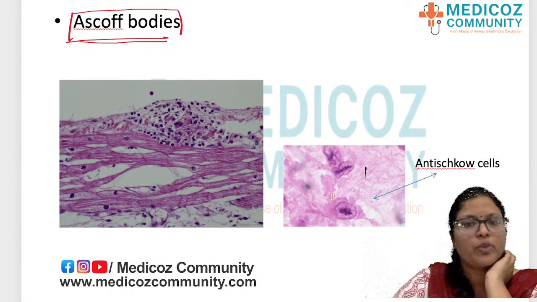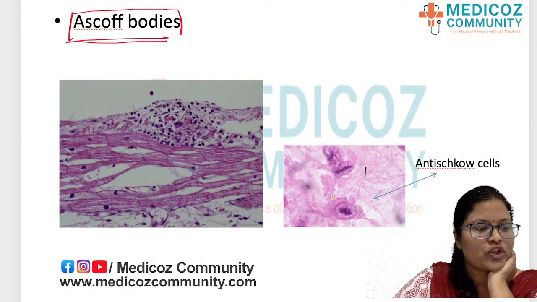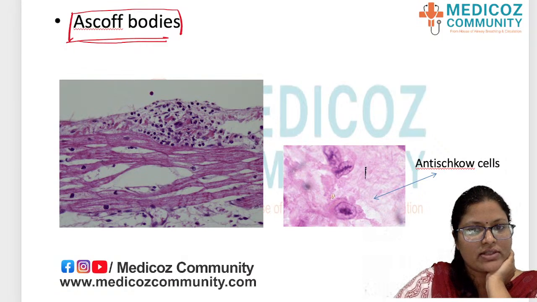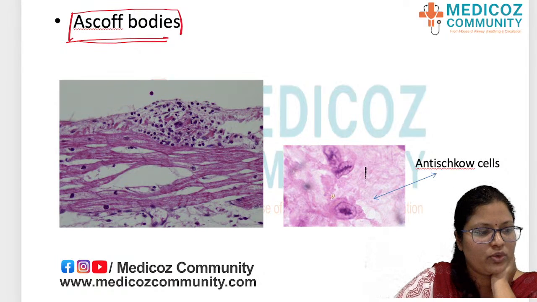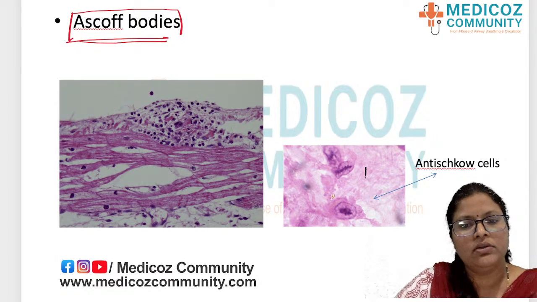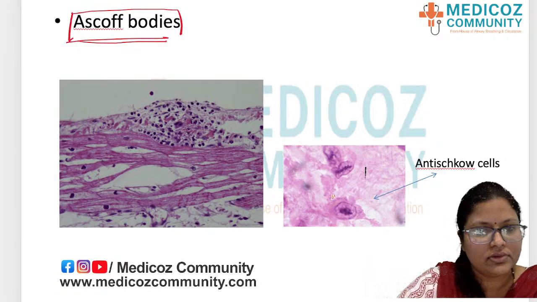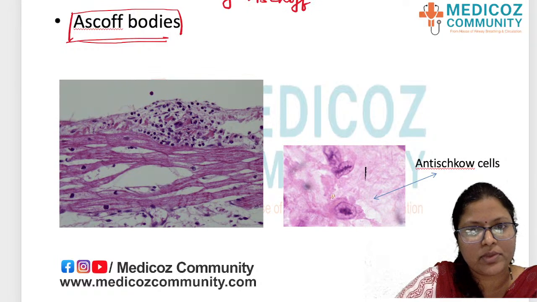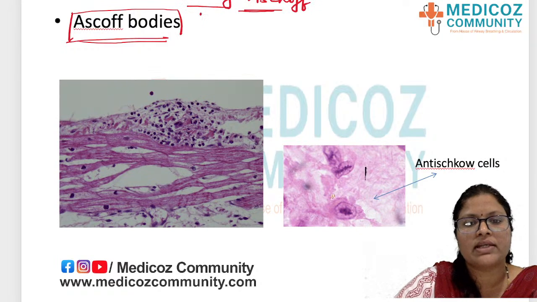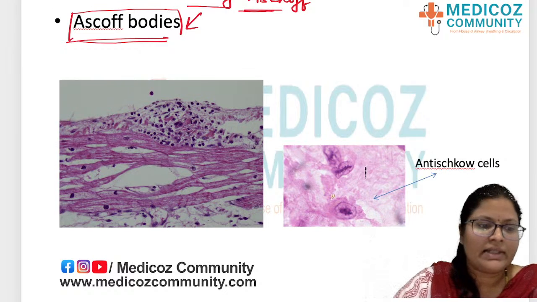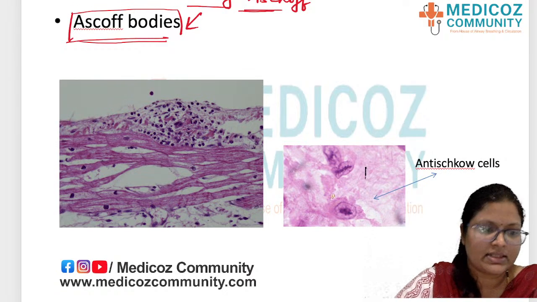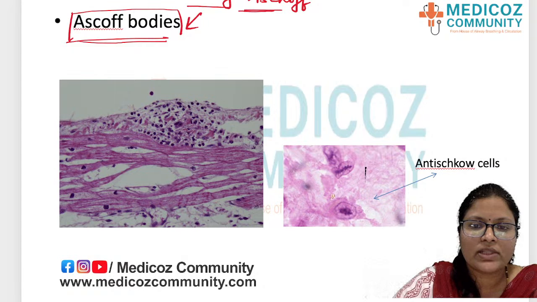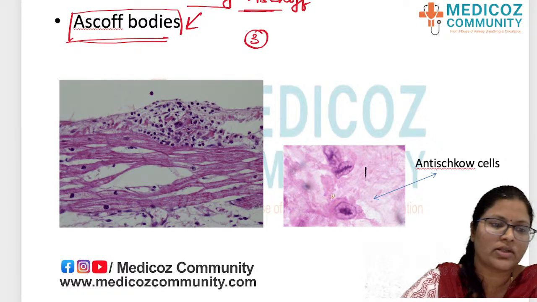So what are Aschoff bodies? Now, Aschoff bodies were first discovered by Ludwig Aschoff. Okay, so this was the person who discovered these bodies and it's named after him. And it's seen in acute rheumatic heart disease. And it occurs in 3 stages. Okay, there are usually 3 stages which occur.